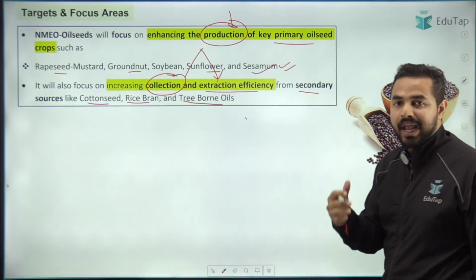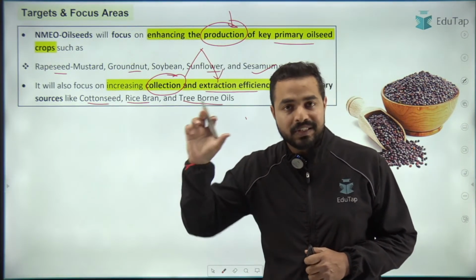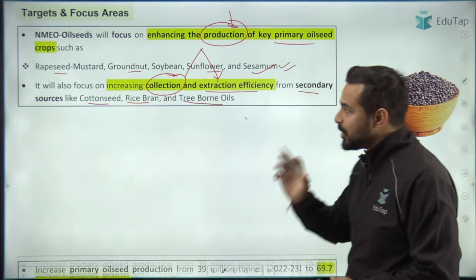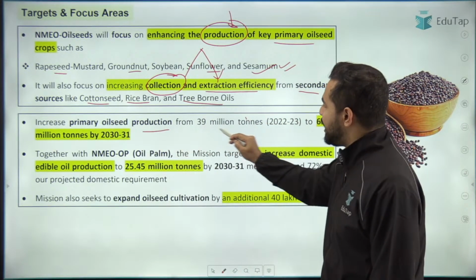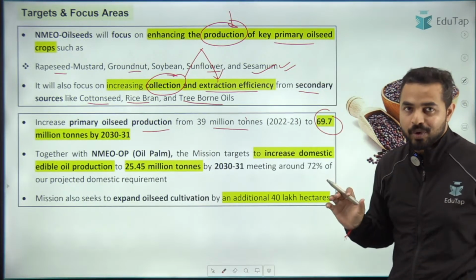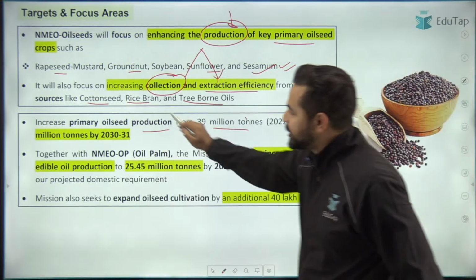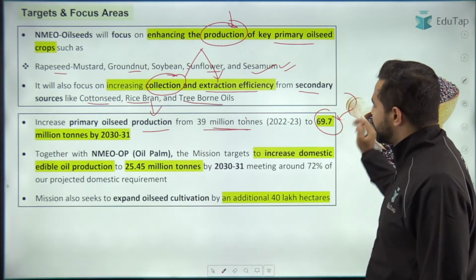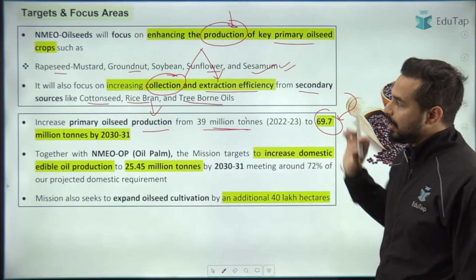Now we will be focusing on some numbers, how exactly we will be quantifying these targets, so that we already have a vision in our mind that this is something we need to achieve. As a part of this mission, it aims to increase primary oilseed production from 39 million tons to 69.7 million tons. So every part which has been marked yellow is very important for all of you from the exam point of view. अगर हम बात करते हैं इसकी, तो आप देख सकते हो कि oilseed production को हम कहां तक लेके जाएंगे. Presently it is 39 million tons and it will be increased to 69.7 million tons by 2030-31 as per this mission.